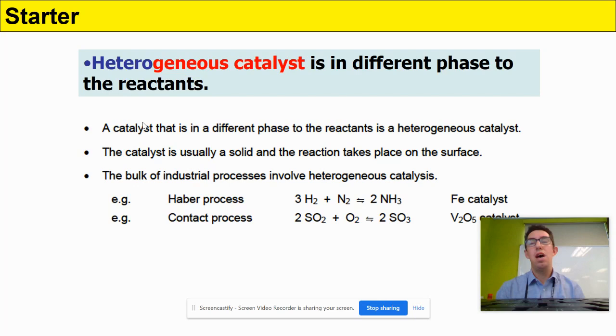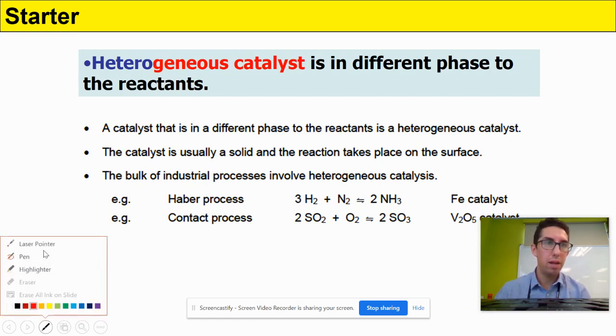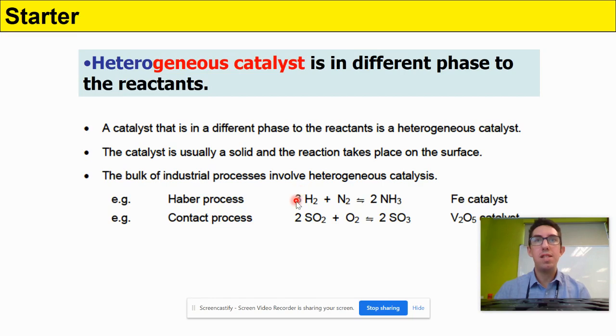Heterogeneous catalysts. Heterogeneous catalysts are in a different phase to the reactants. For example, here is the Haber process. All of these reactants and products are gases. The catalyst is a solid. Same for the contact process. All of these are gases. The catalyst is a solid. So heterogeneous means in a different phase. Things can be in a different phase if they're not mixing together.